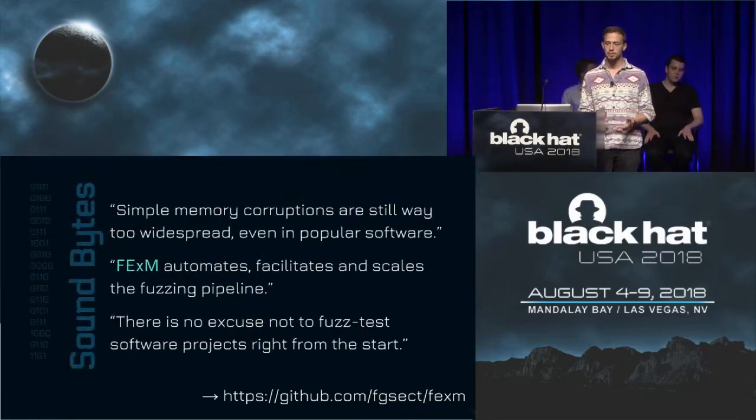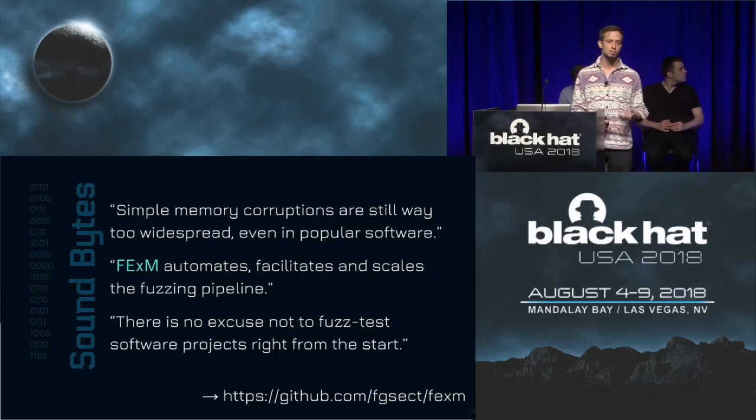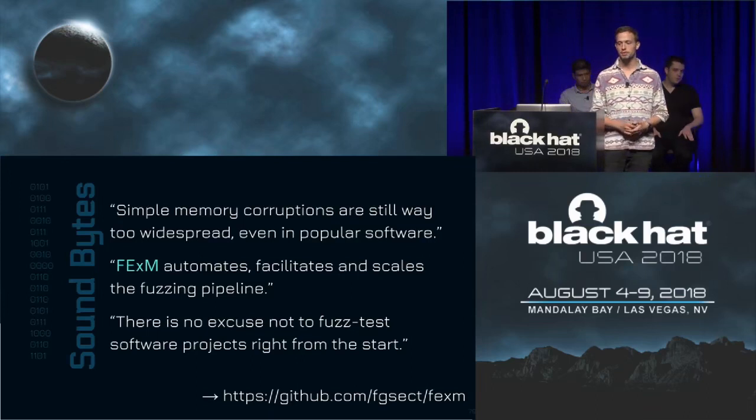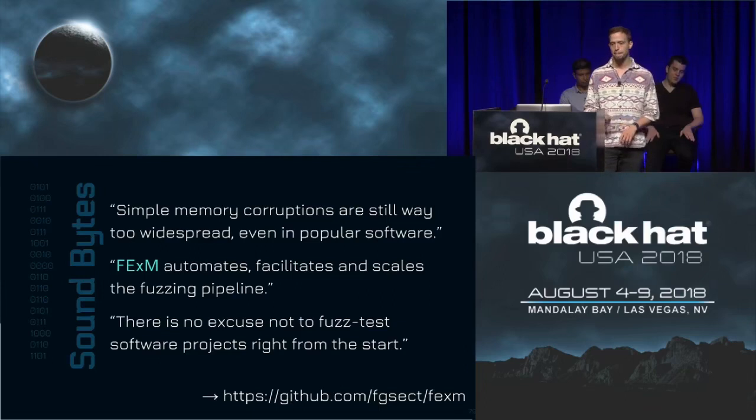So to wrap it up, simple memory corruptions are still way too widespread. We don't know why we find so many bugs in simple tools. It should be trivial to use AFL by this point. FExM then tries to help out by automating this and it scales it to everywhere you want to go. There are no more excuses to not fuzz test starting today.